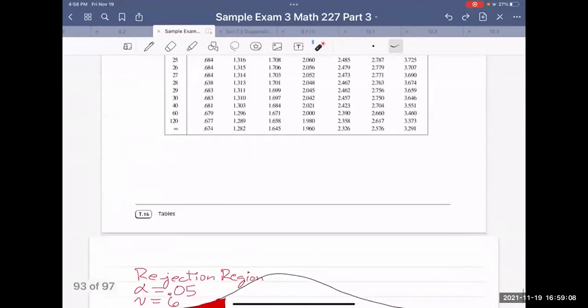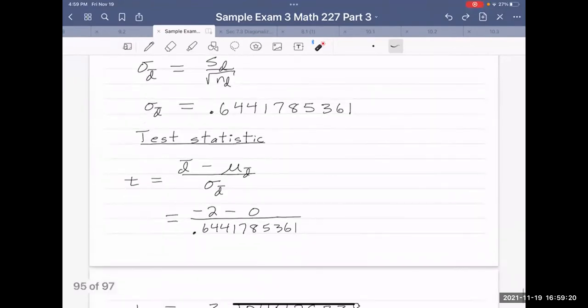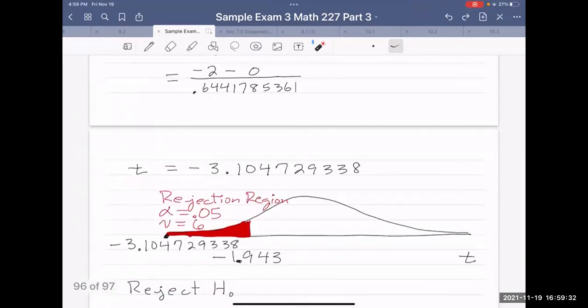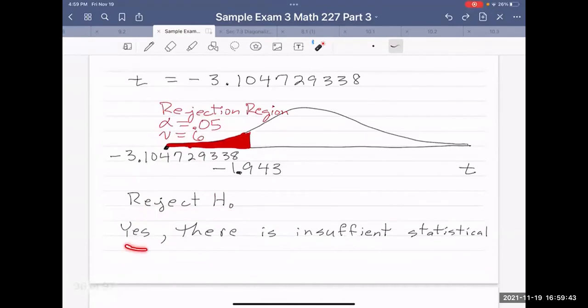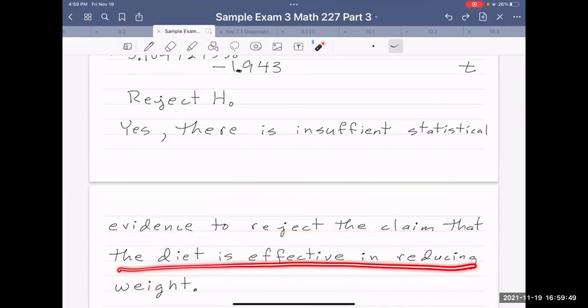Let's calculate my test statistic. So z equals x minus mu over sigma. So t is equal to the sample mean, which we found was -0.2857, minus mu, which is 0, divided by sigma, which is 0.6441785361. And so t here is equal to a negative 3.104729338, which is in the rejection region. So I reject the null hypothesis. So yes, there's sufficient statistical evidence to support the claim that the diet is effective in reducing weight.